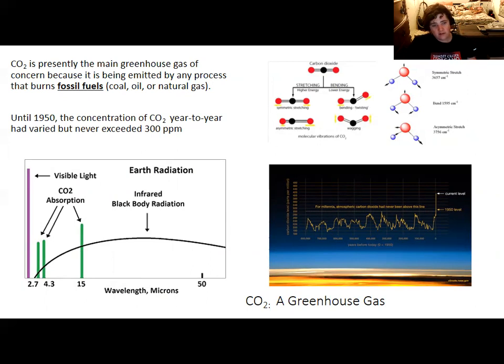Now, concentrations of carbon dioxide have varied year to year, but until 1950, they never exceeded the mark of 300 parts per million. And this was over the entire course of human existence. Even during any portion of the current warm or interglacial period, CO2 levels in the atmosphere never exceeded 300 parts per million.